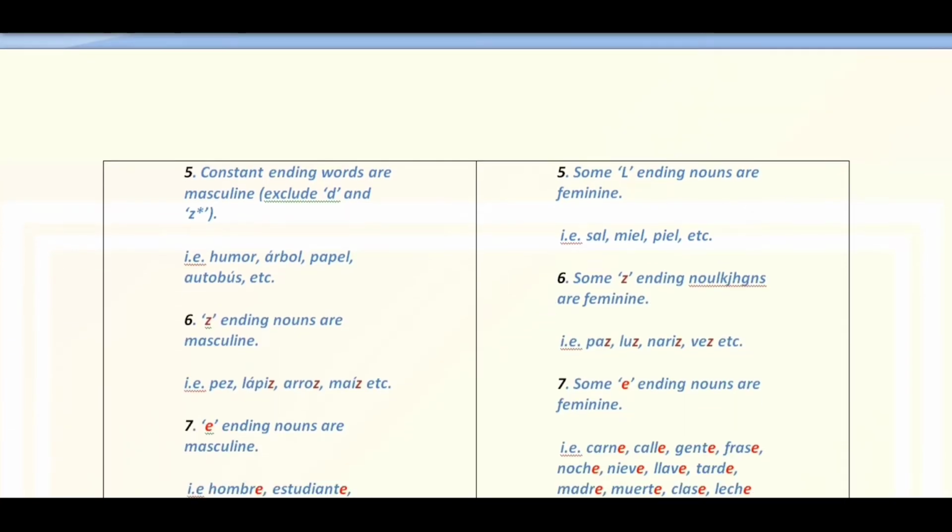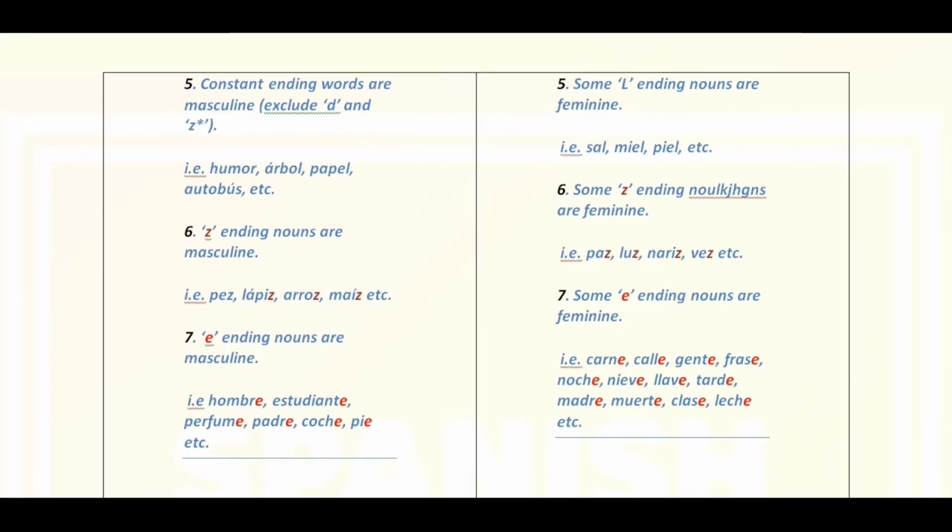Point number 5. Now the points are quite different because we'll find some similarities and differences here. First point: consonant-ending words or nouns are masculine in nature. Exclude D and Z. We have to exclude D and Z because these are also consonants. So cut these 2 letters.